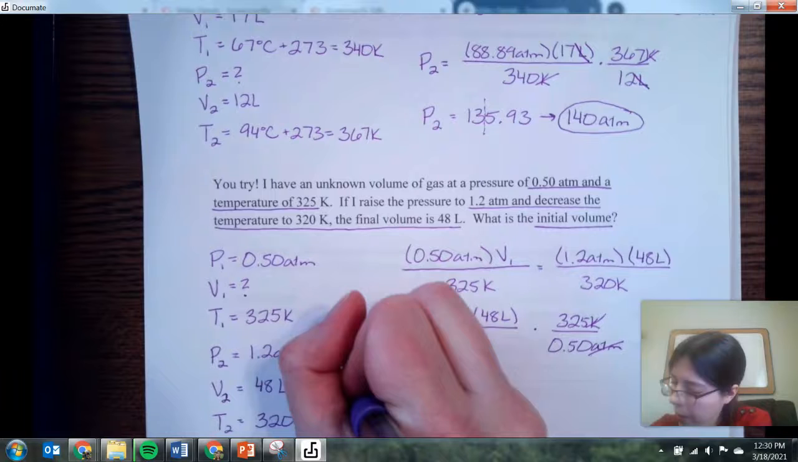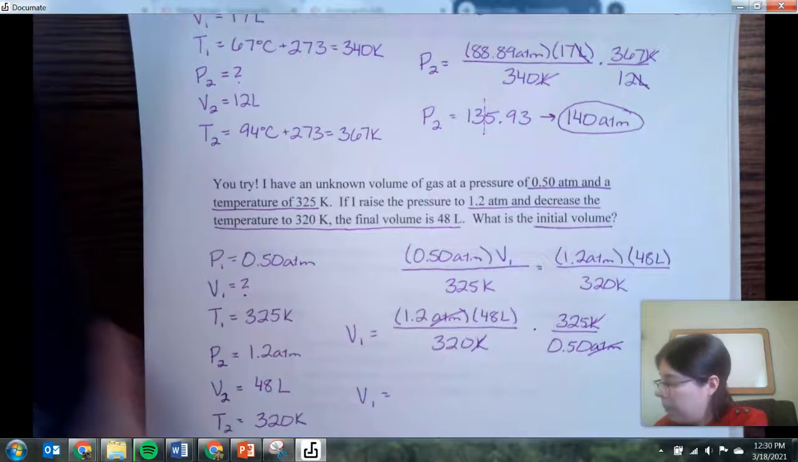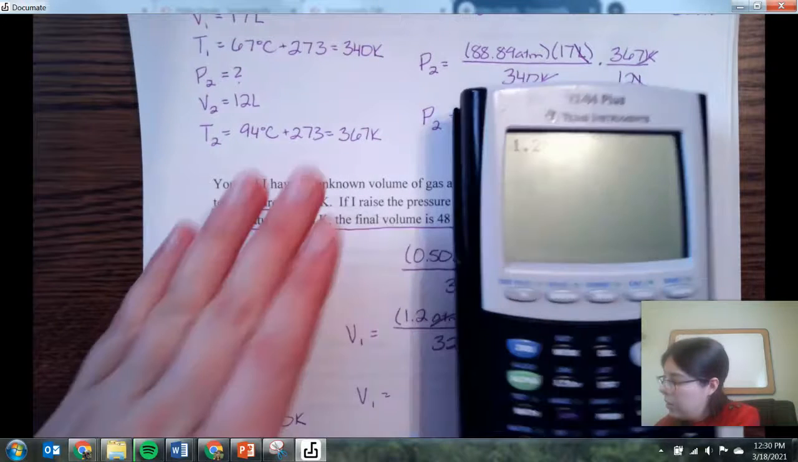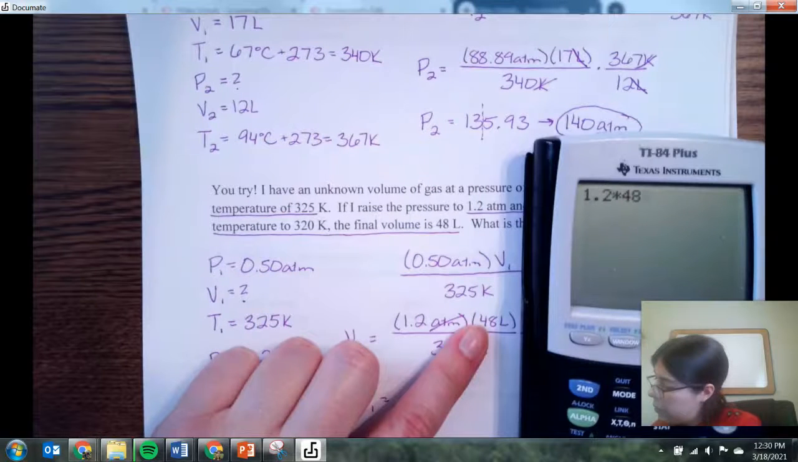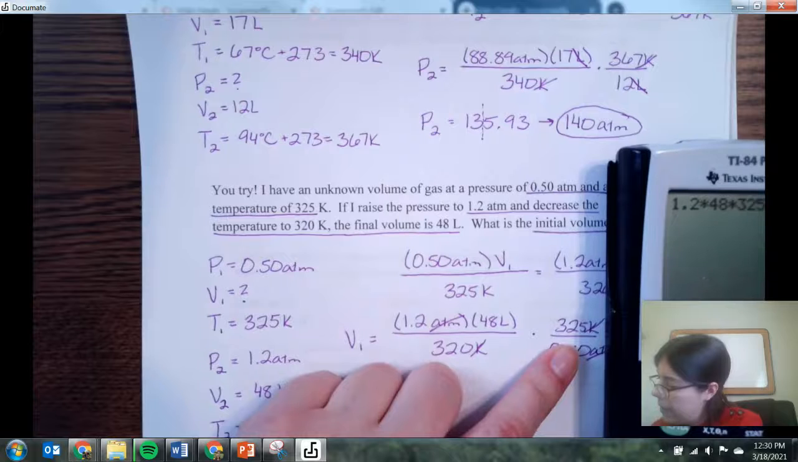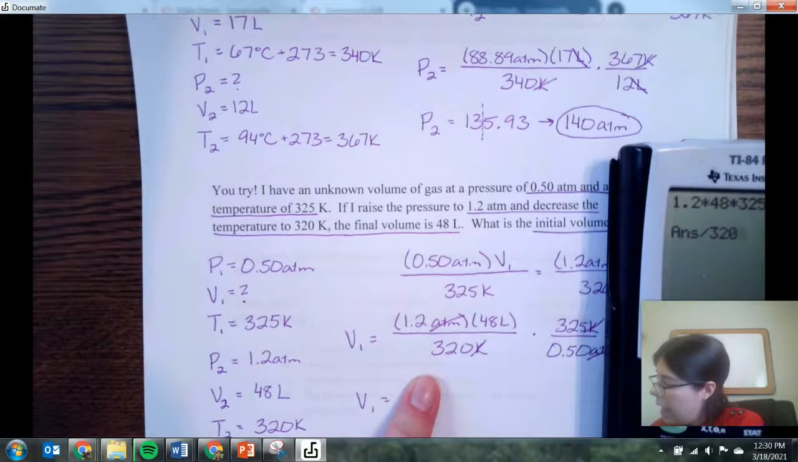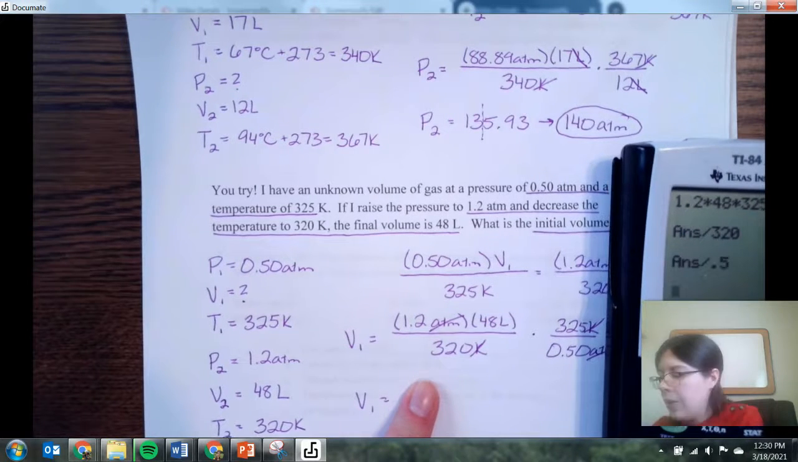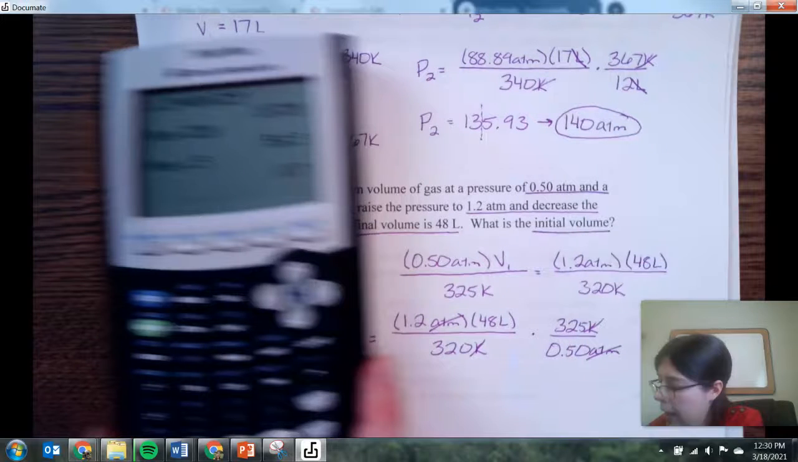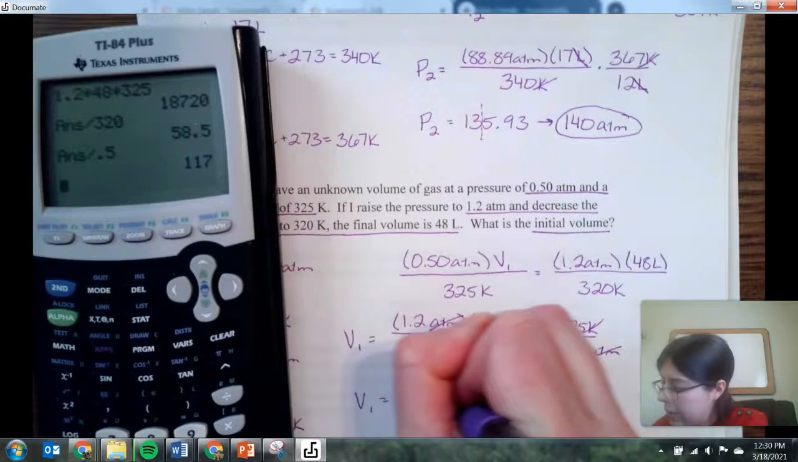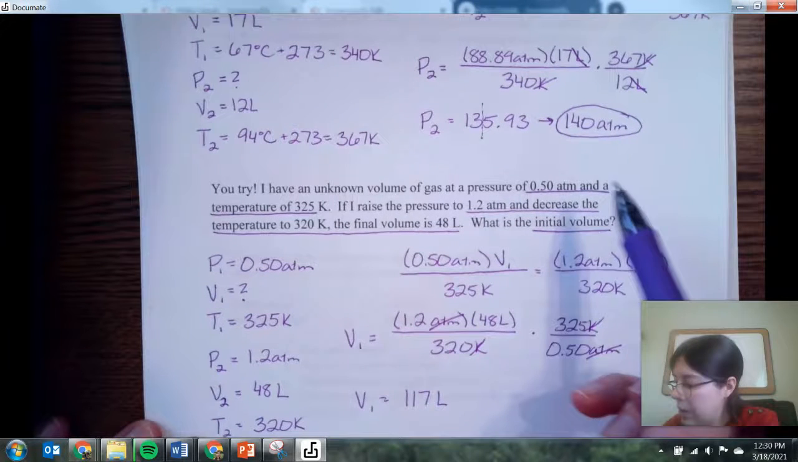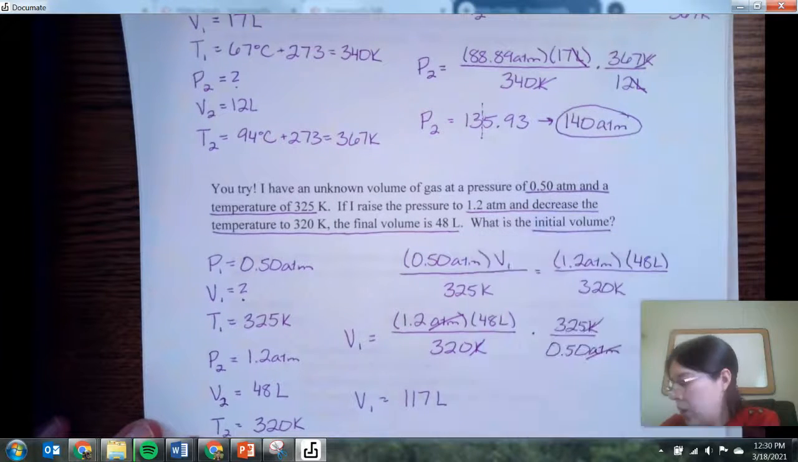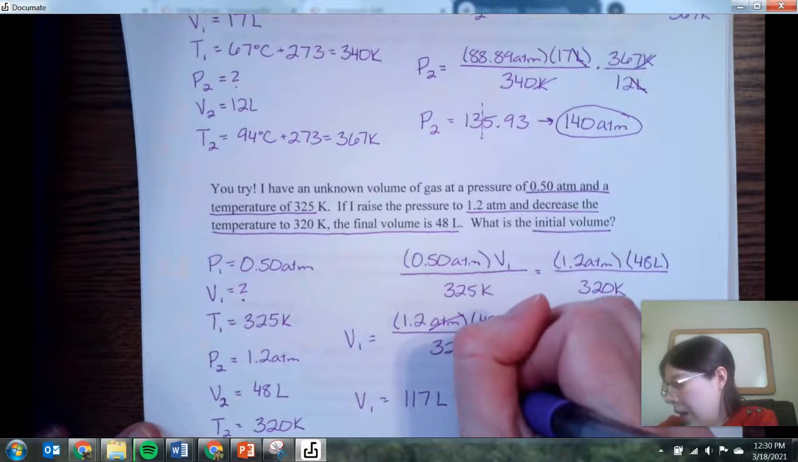So if I go ahead and put this into my calculator, 1.2 times 48 times 325, and then divide that by 320, and then divide that by 0.5. So that gives me an answer of 117 liters. But again, I want to think about my sig figs. So if I look here, the smallest number of sig figs I have is 2. So this 117 is going to get rounded to 120 liters.